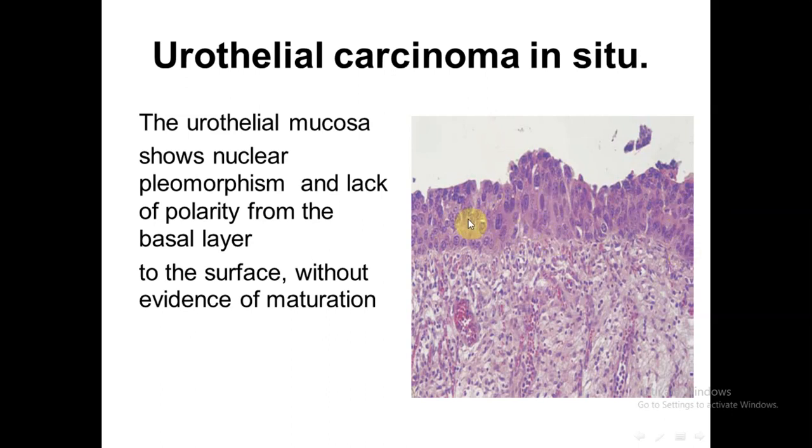There is pleomorphism, there is variation in shape and size, and the cells are hyperchromatic. These changes are seen in all layers of the lining epithelium but do not extend beyond the basement membrane. There is no invasion, so this is carcinoma in situ, CIS.